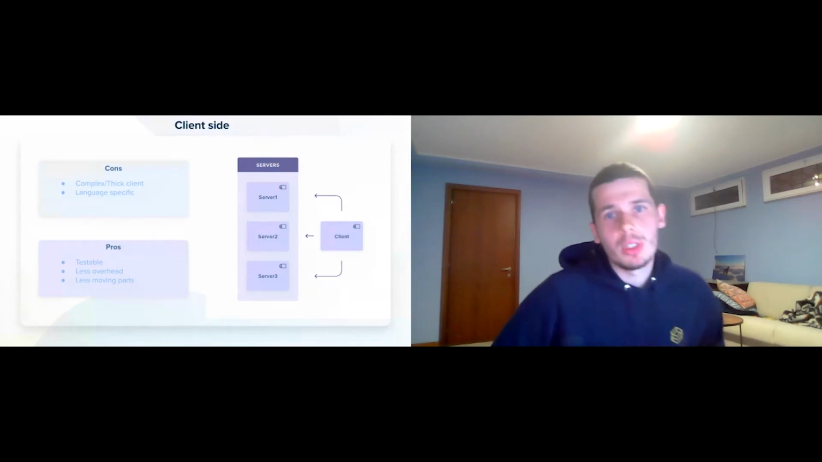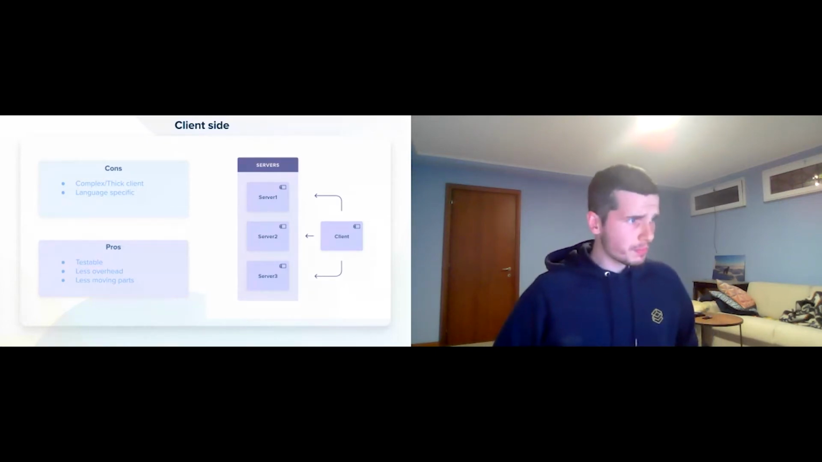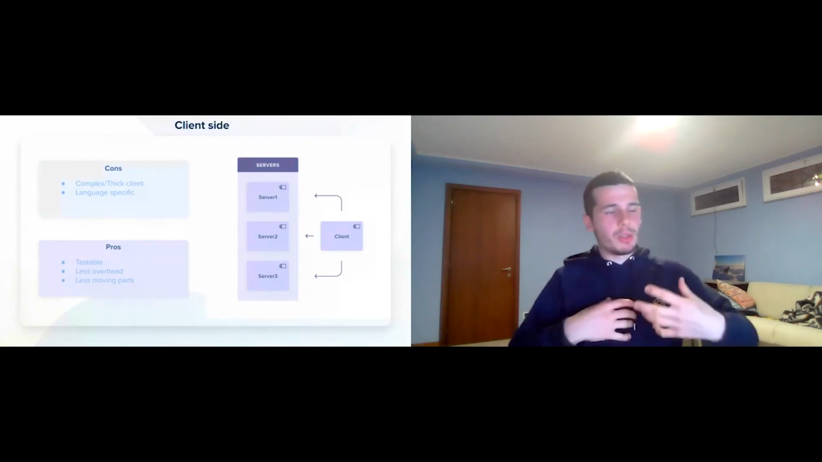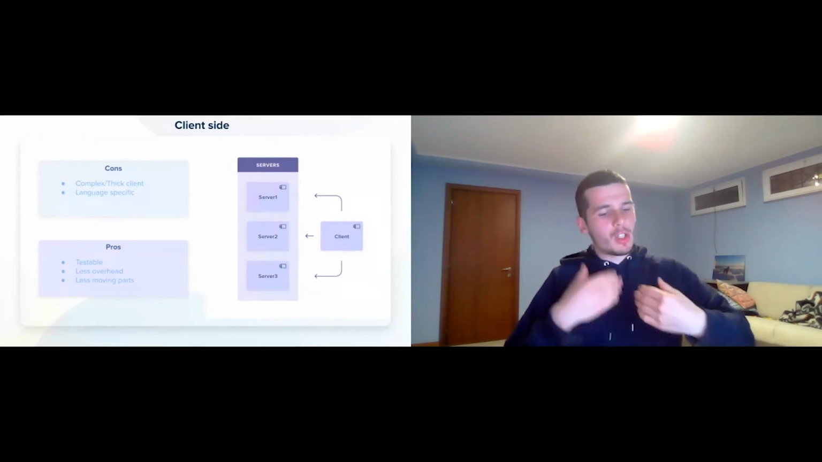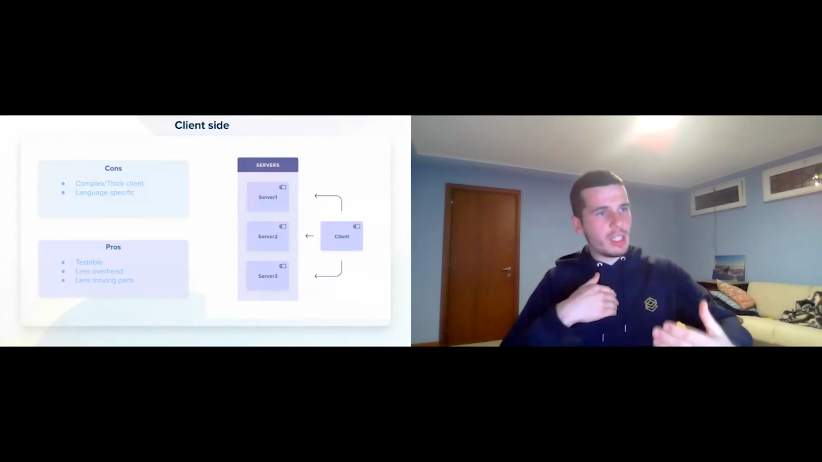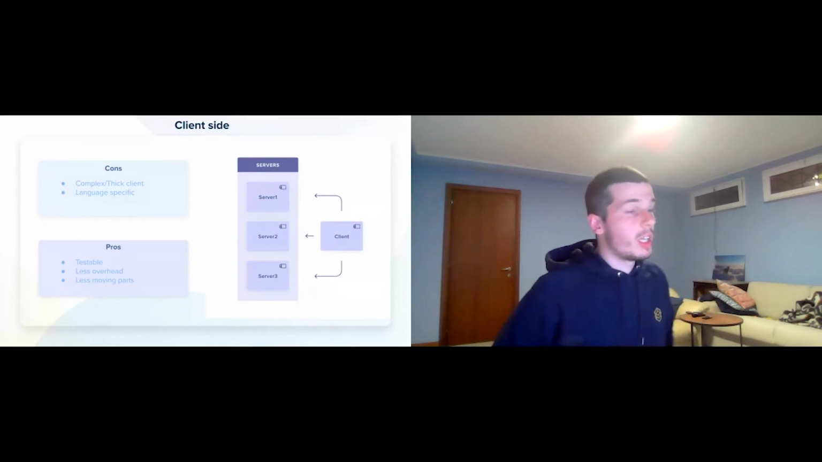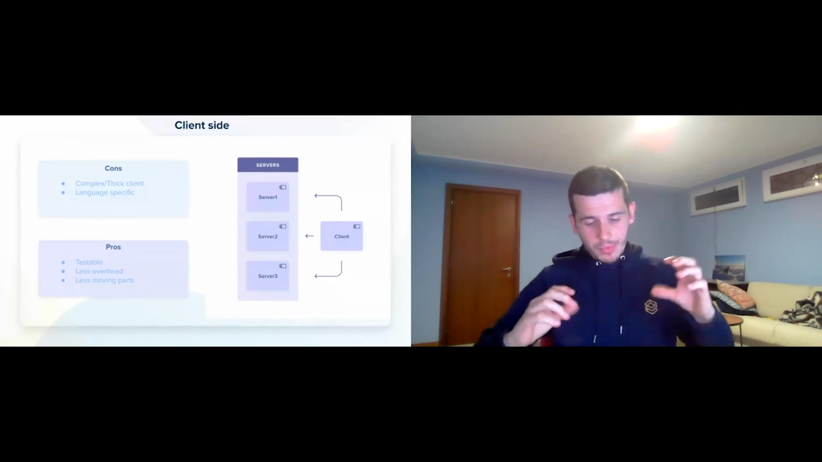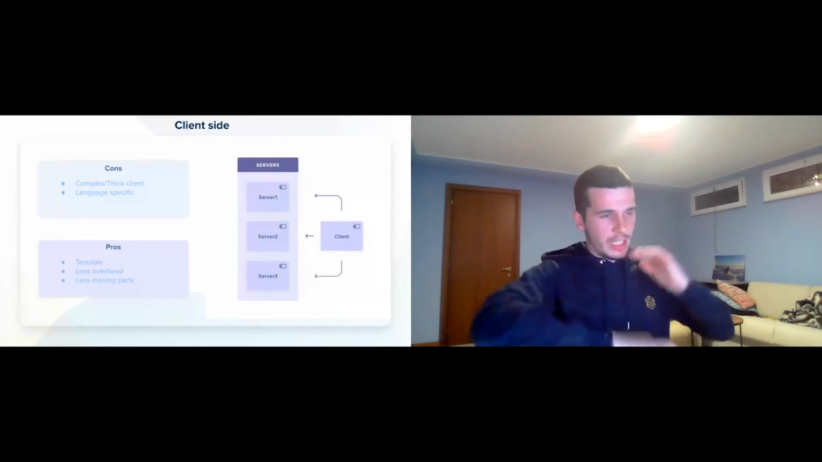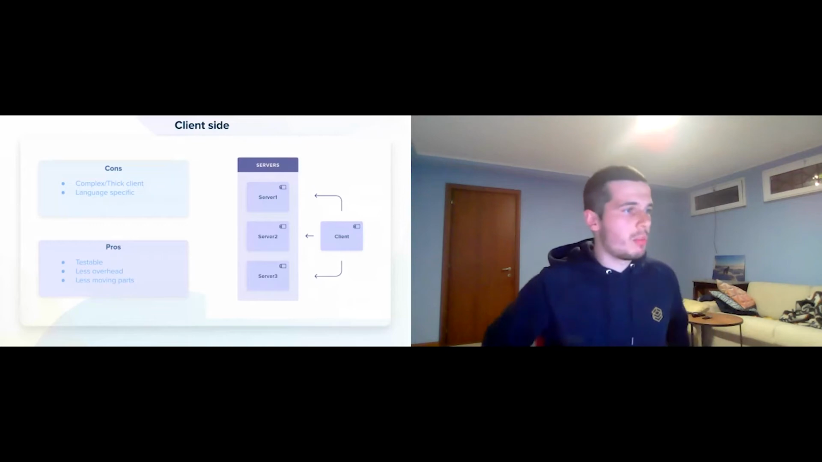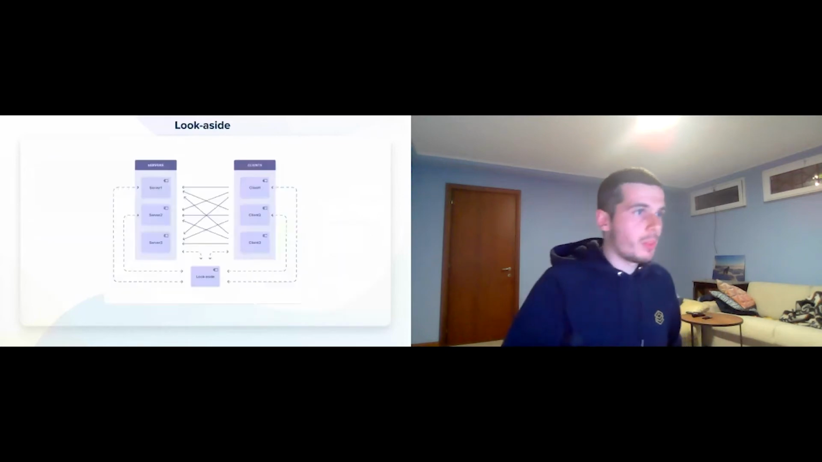The pro of this is that it's testable in the sense that you can have an integration test where you can assure that the client does the correct things when you have churn in your servers. It also has less overhead, meaning that you don't have an extra network hop as you have with a proxy, for example, and there's less moving parts.